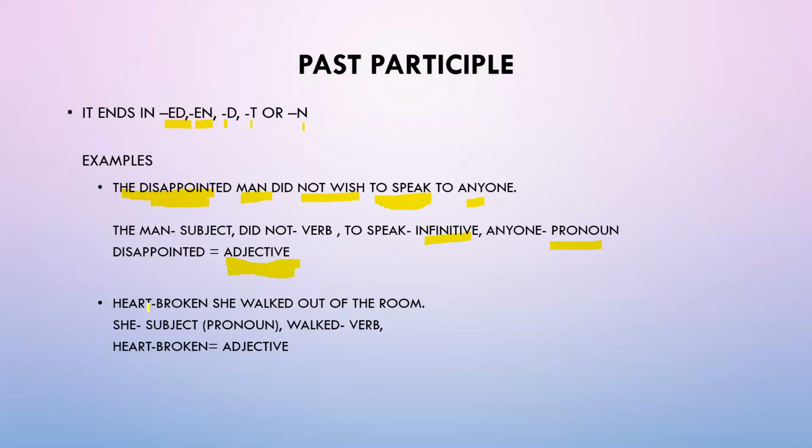Just like, heartbroken, she walked out of the room. So in heartbroken, en is being added. She is the subject, that is a pronoun. Walked is the verb. Out of the room is the object. So what kind of girl? Adjective. Heartbroken one. So this is the past participle. So I hope, class, that now this topic is clear to you.